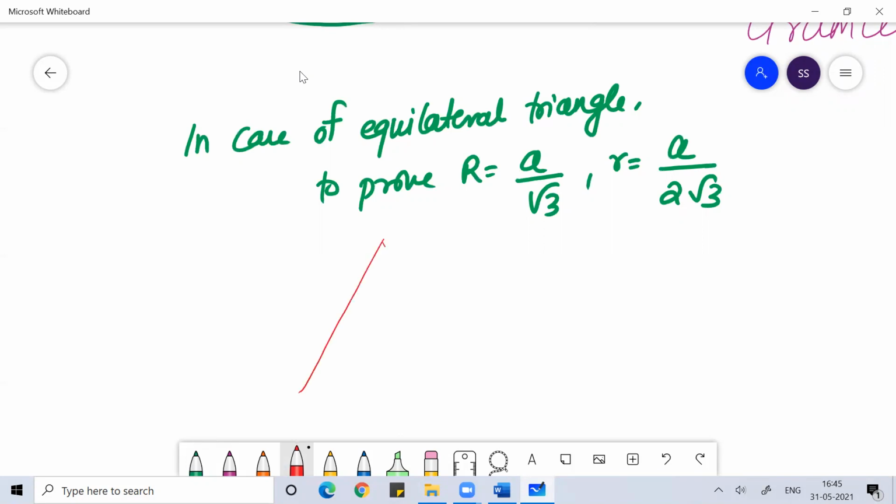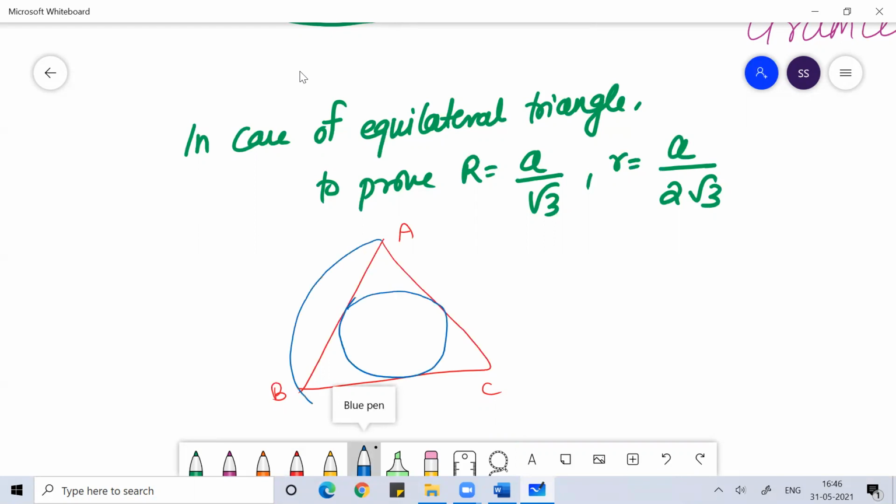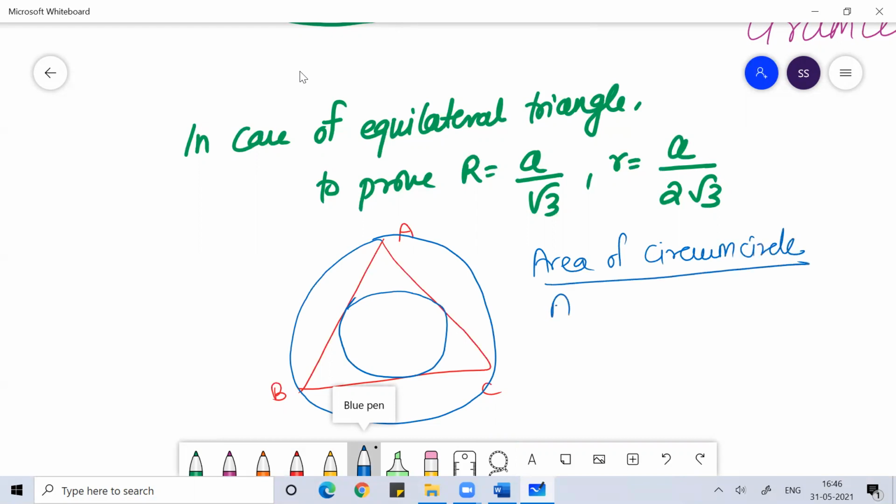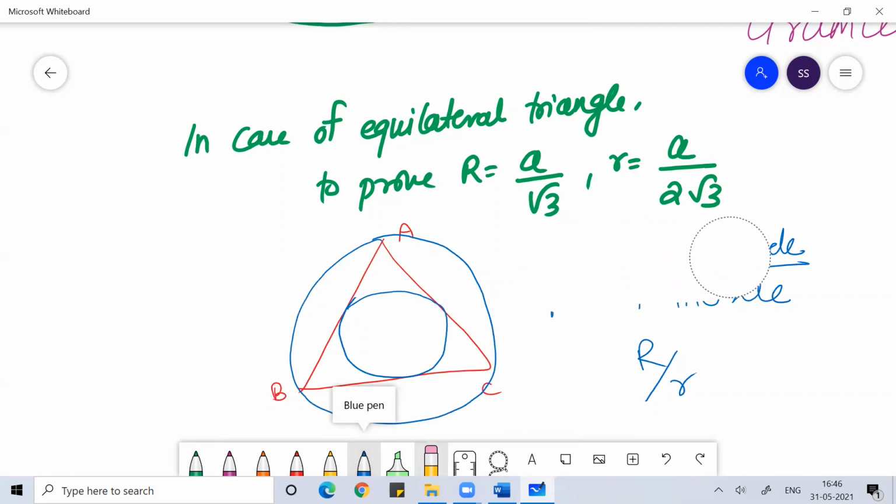They'll say consider this is an equilateral triangle, and they'll ask you to tell the ratio of the area of the circumcircle to the area of the incircle. Or they'll ask you what is the ratio of capital R by small r. So this is one of the favorite concepts which comes in many exams, which you should always remember.